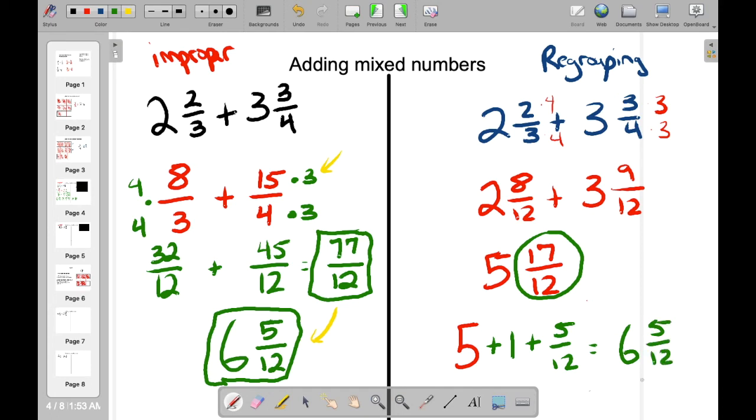And I got the same answer both ways. If I needed to convert it to the improper, I could multiply 6 times 12 and add the leftover 5. So this is our first example. These are both of our methods. You need to make sure you talk to your teacher to figure out what methods are allowed and what steps need to be shown in them. But mathematically, these both should give you the same answer.